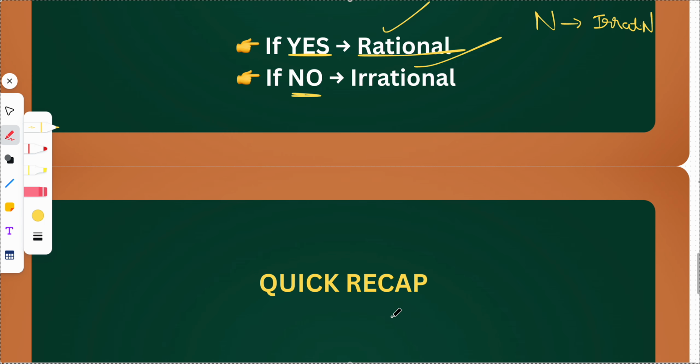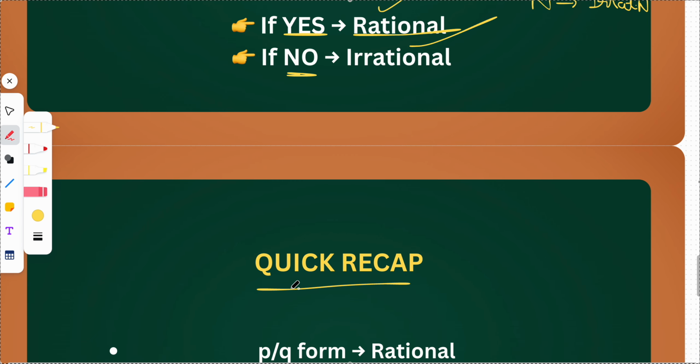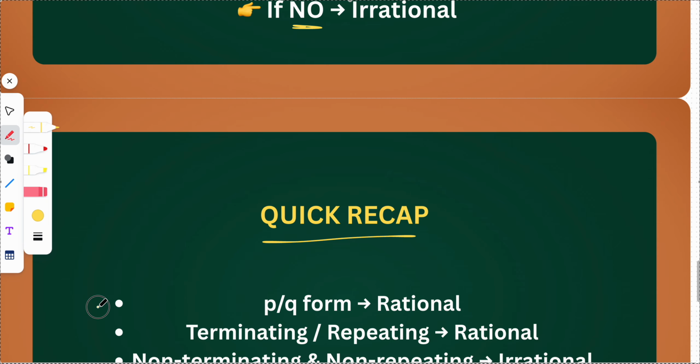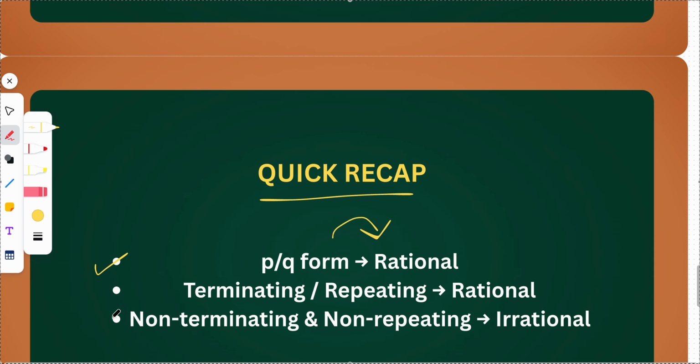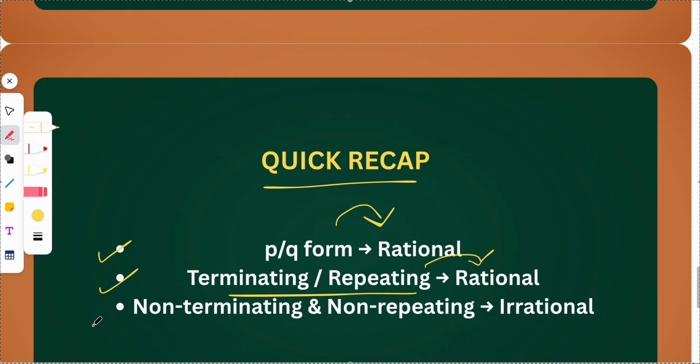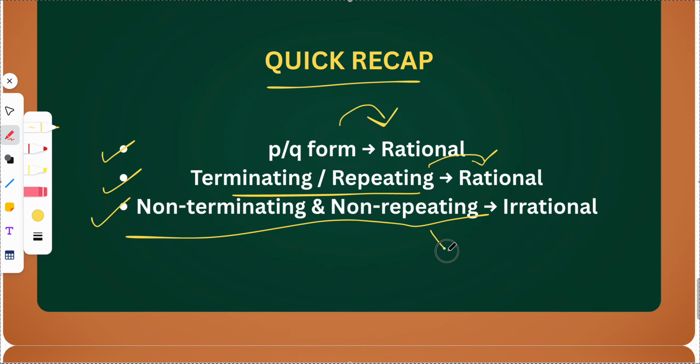So I'll just do a quick recap. A number in p by q format, as I have told you multiple times, is rational. A number with a terminating or repeating decimal, as I have told you multiple times, is rational. A number with a non-terminating and non-repeating decimal expansion is therefore irrational.